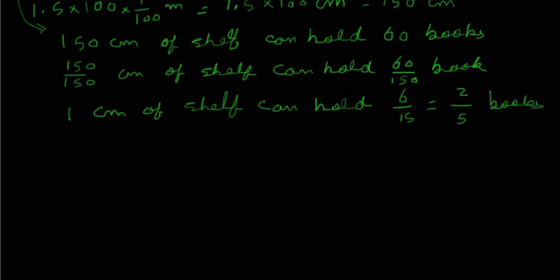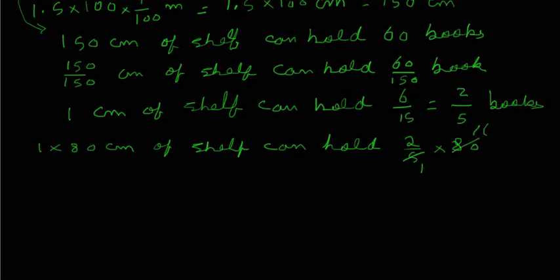Now I will multiply this one with 80, as I need to find out the number of books which will fill 80 centimeter of shelf completely. As I have multiplied 80 here, it will be multiplied here as well. So 2 by 5 into 80. 5 ones are 5, 5 16s are 80 books. So now 2 into 16 is equal to 32 books. So 32 books can fill this shelf of 80 centimeter completely. So this is how we can solve this question by two methods.